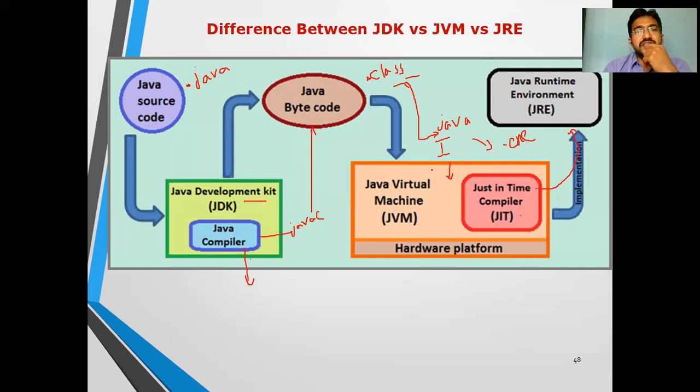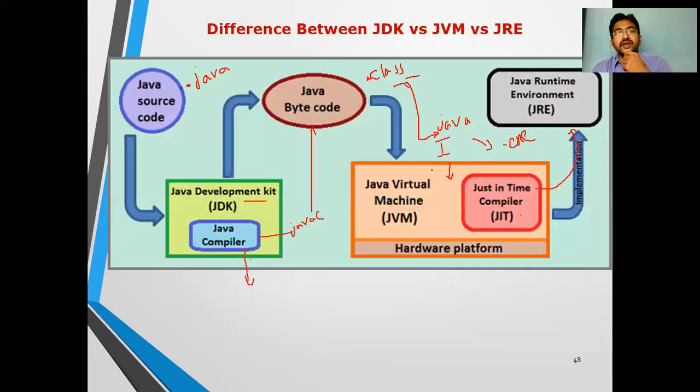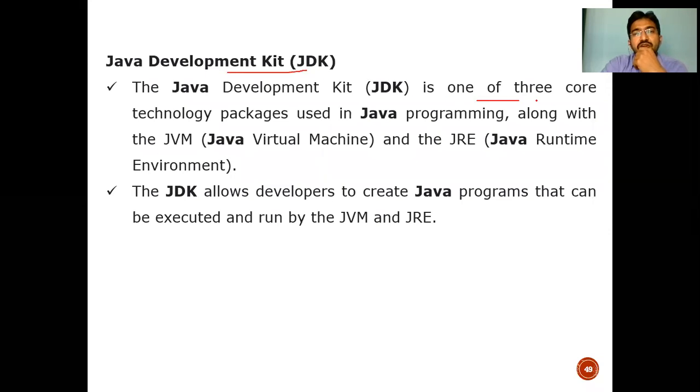So these three figures are for your better understanding before starting the actual topic. The first component is what? Java language. You are already aware of Java language, you can write it. The second component is Java Development Kit. Java Development Kit is one of the three core technology packages. What are they? JVM, JDK, and JRE. One of the technology packages is the Java Development Kit.